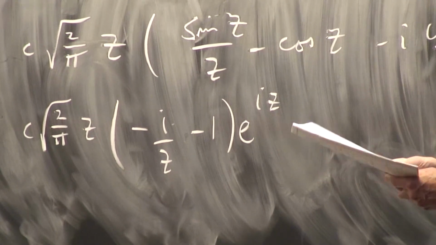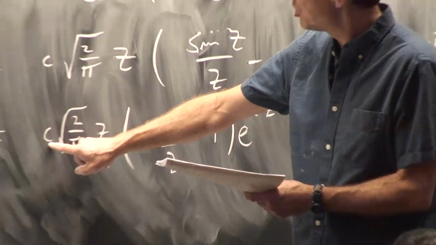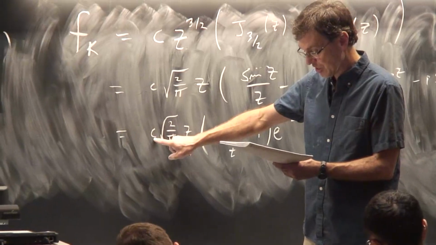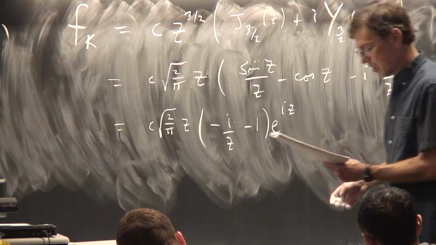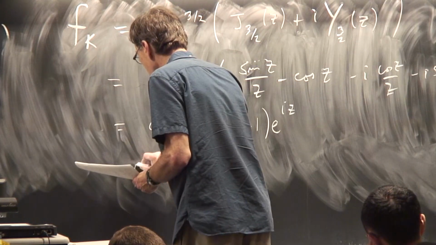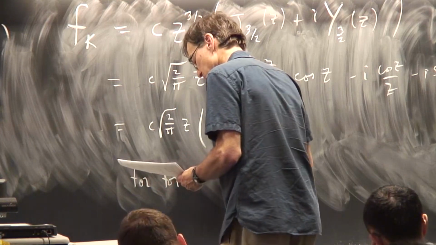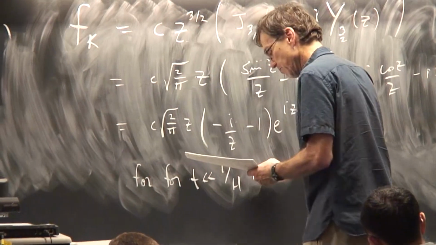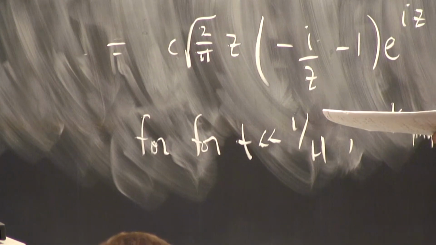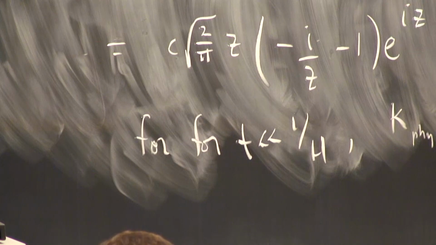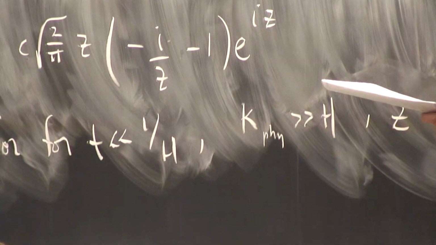And now, we would like to find out what we should choose for this normalization constant. Here's my argument that we want to match onto Minkowski space for times much less than 1 over H, so that the physical k is much greater than H. Then the effect of the background shouldn't matter.